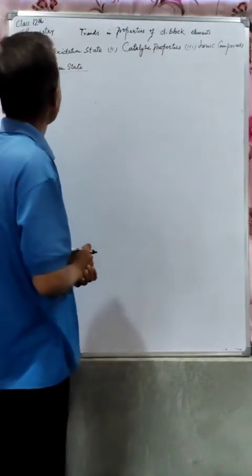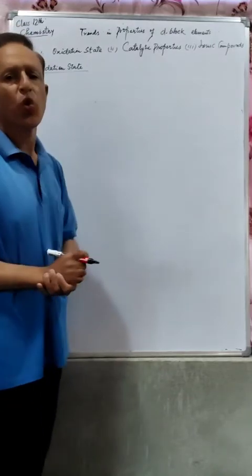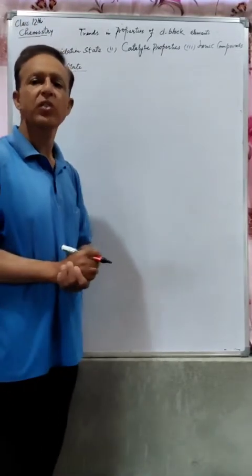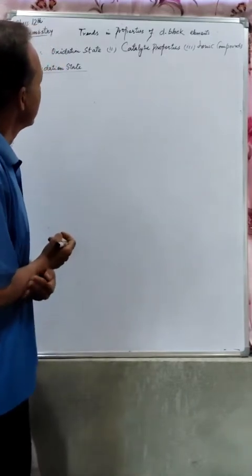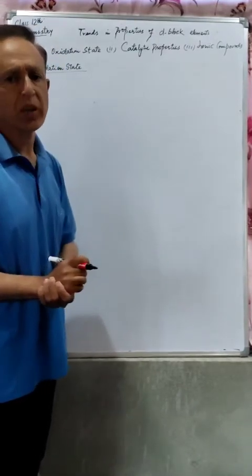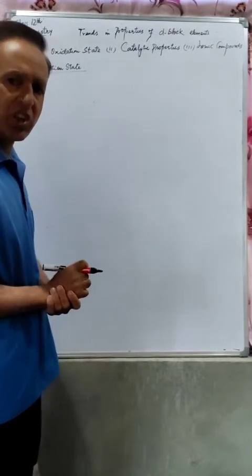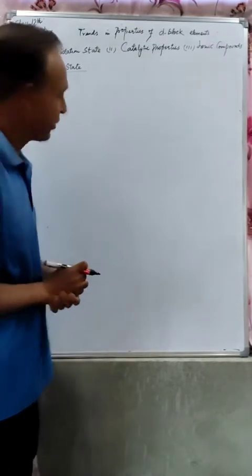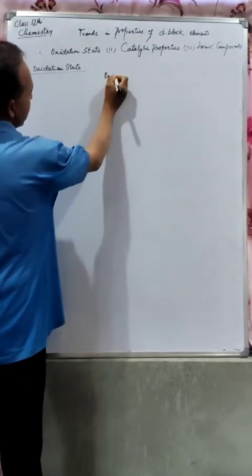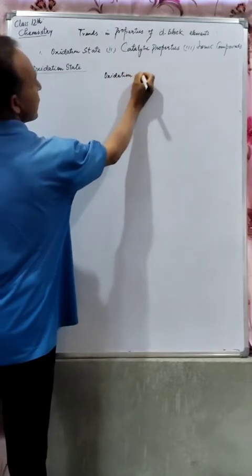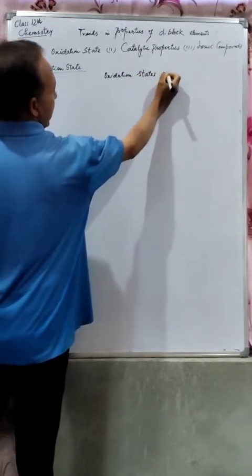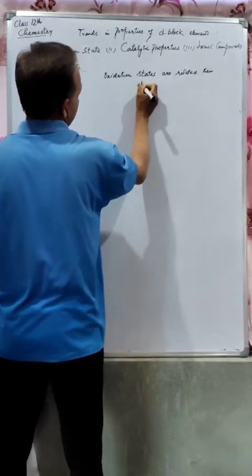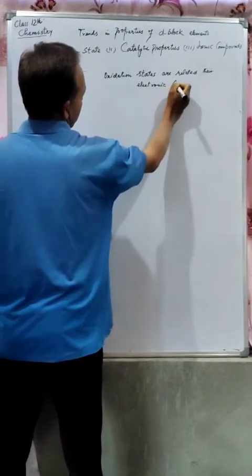One of the characteristic properties of the transition elements is that they show variable or several oxidation states. If we take the first transition series, that is 3D series, except few elements, most of the elements show several oxidation states, and these oxidation states are related to their electronic configuration. It is very important. Oxidation states are related to their electronic configuration.